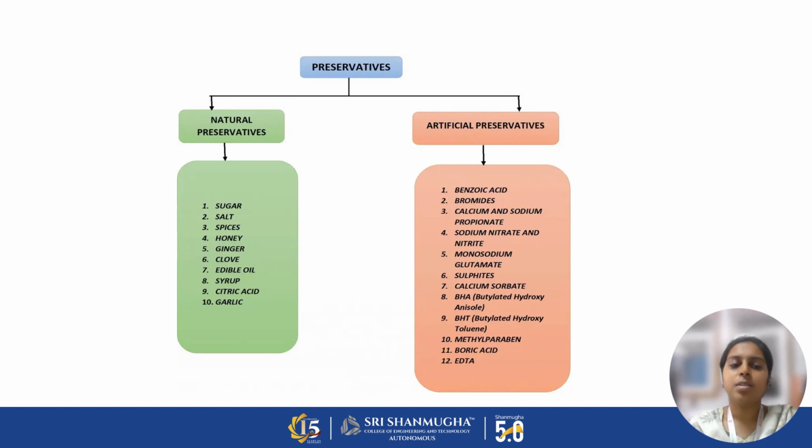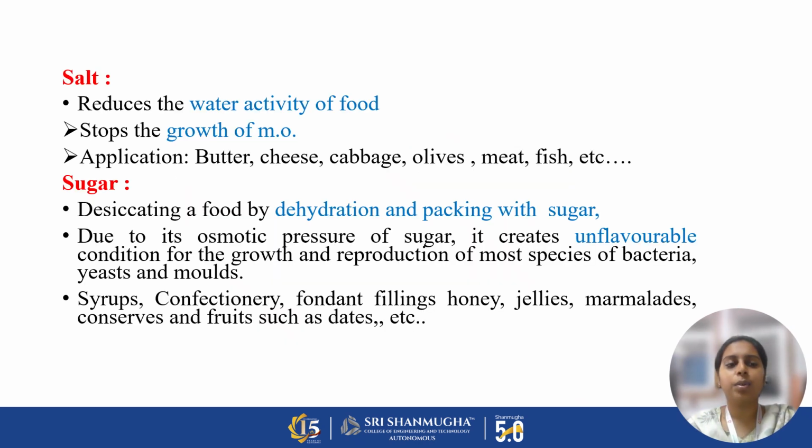Natural preservatives include salt, sugar, spices, honey, ginger, cloves, edible oil, syrup, citric acid, and garlic. In artificial preservatives, the listed chemicals are artificial preservatives. Salt is one of the preservatives mainly added in pickle. It reduces the water activity of the food.